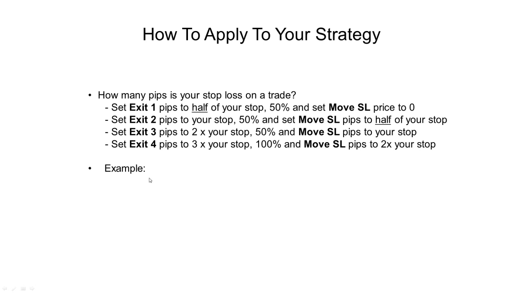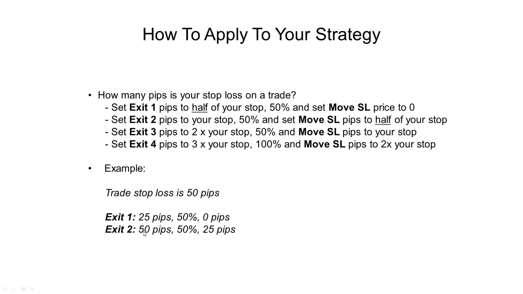Let me give you an example. Okay, let's say you have a stop loss on your trade of 50 pips. You have a 50 pip stop on a trade. So the way that you would set this up is you would say, okay, exit 1, 25 pips, 50%, 0 for move SL. Exit 2, you're going to make it your stop, right? So 50 pips, 50%, and half your stop, 25 pips.